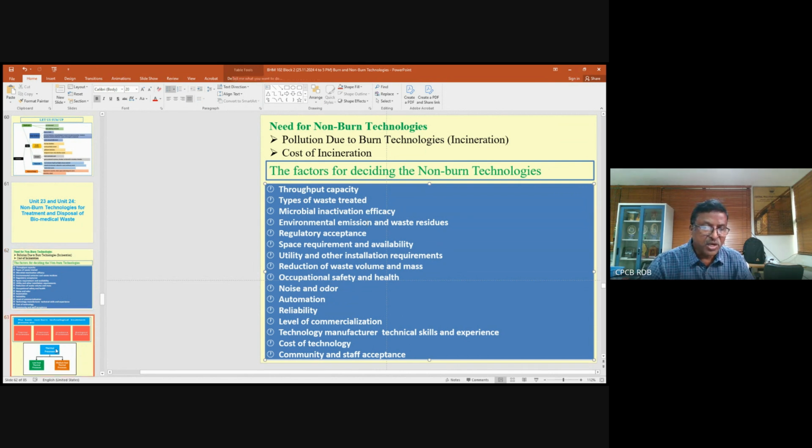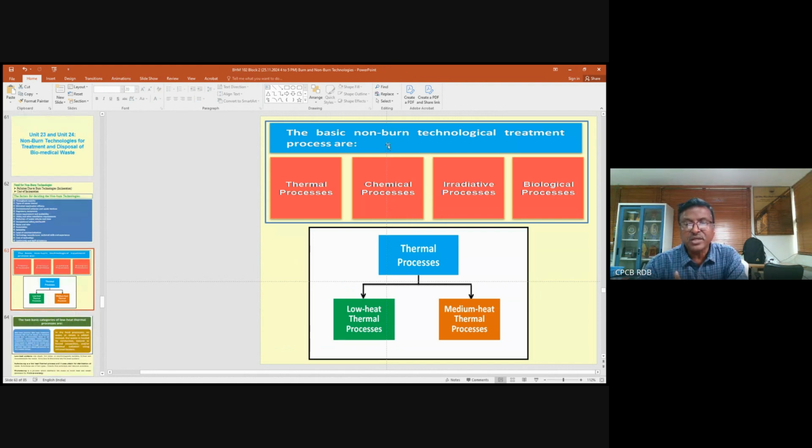Therefore, what are the thermal processes? We have non-burn technology. There are 4 categories: thermal processes, chemical processes, radiation processes, and biological processes. In case of thermal process, there are low heat thermal processes and medium heat thermal processes.